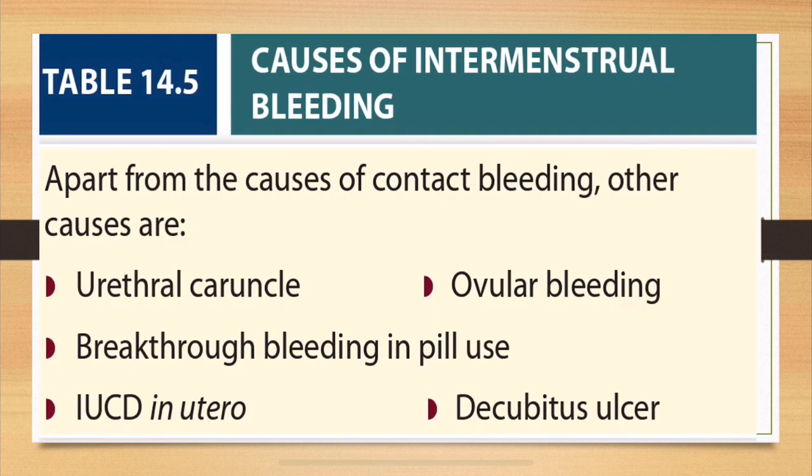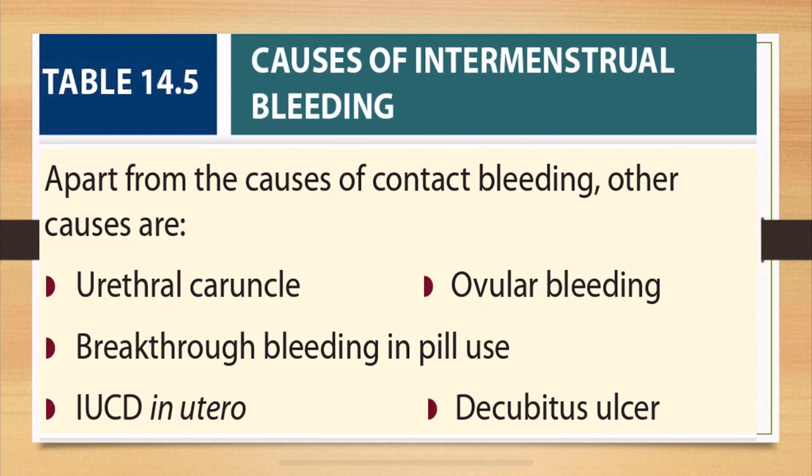The causes for intermenstrual bleeding, that is, bleeding between one menses and the next, the period between them being known as the intermenstrual period. If the bleeding occurs during that period, what are the causes for it? Apart from the causes of contact bleeding, the other cause could be the urethral caruncle. The urethral caruncle is a fleshy outgrowth found on the posterior urethral meatus.